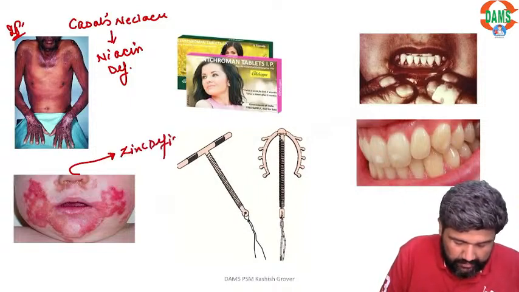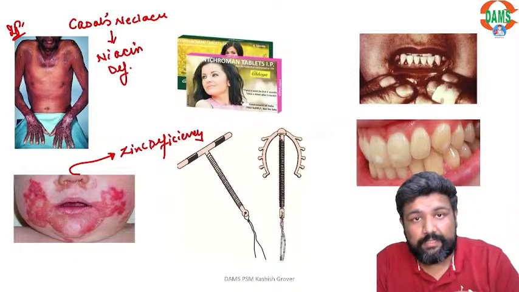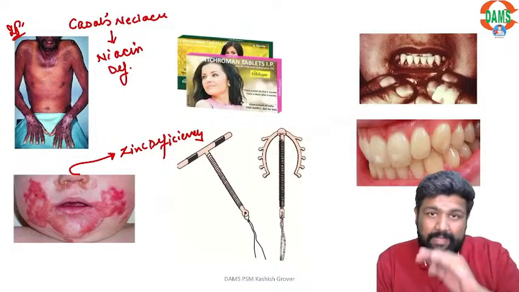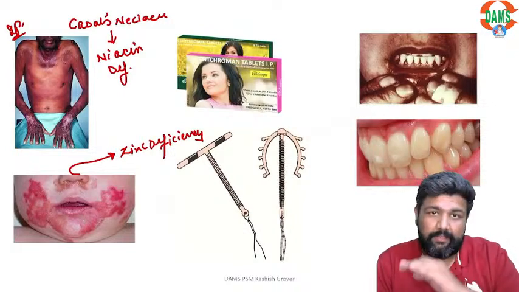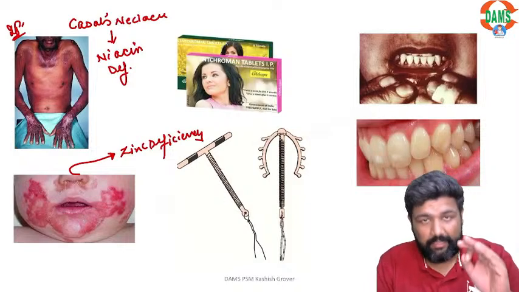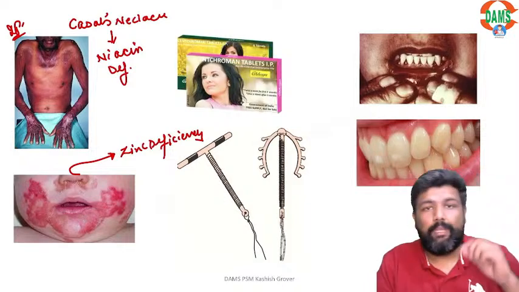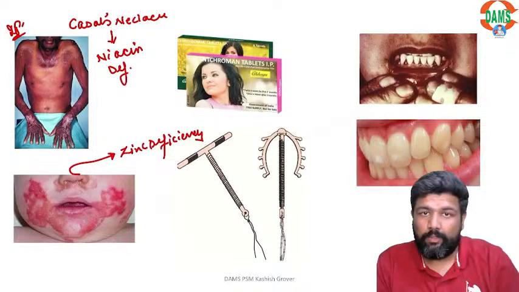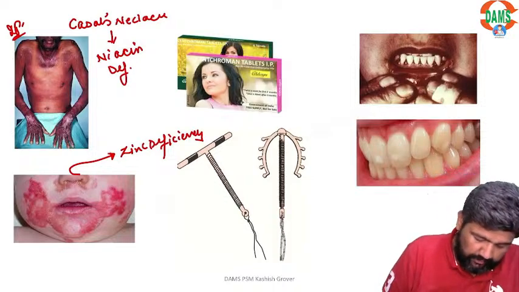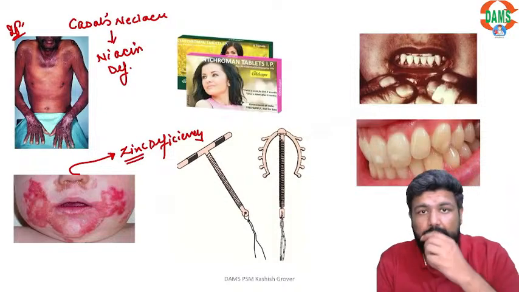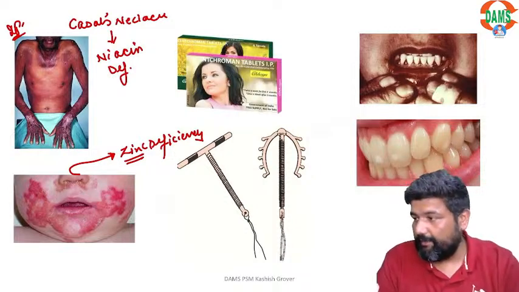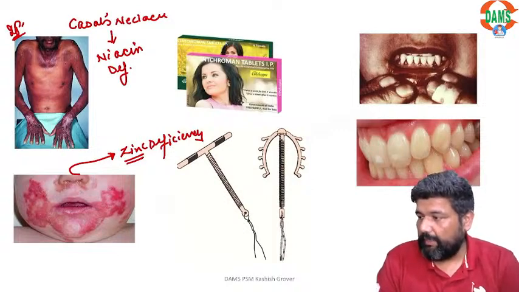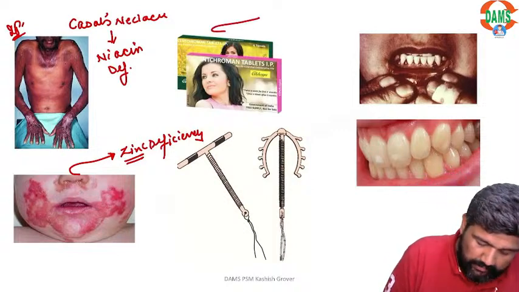Guys, this is zinc deficiency. In zinc deficiency, there is diarrhea, there is dermatitis. In niacin deficiency, there is also diarrhea and dermatitis. The only difference is that here it is periorificial, around the face, around the mouth and around the anal region. So this is zinc deficiency. One student was asking me about the rash for zinc deficiency. Yes, beta, acrodermatitis enteropathica.